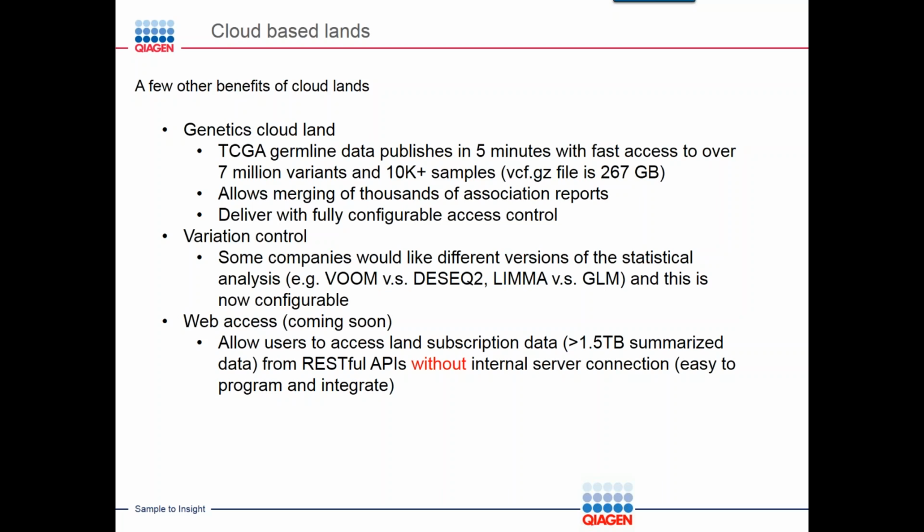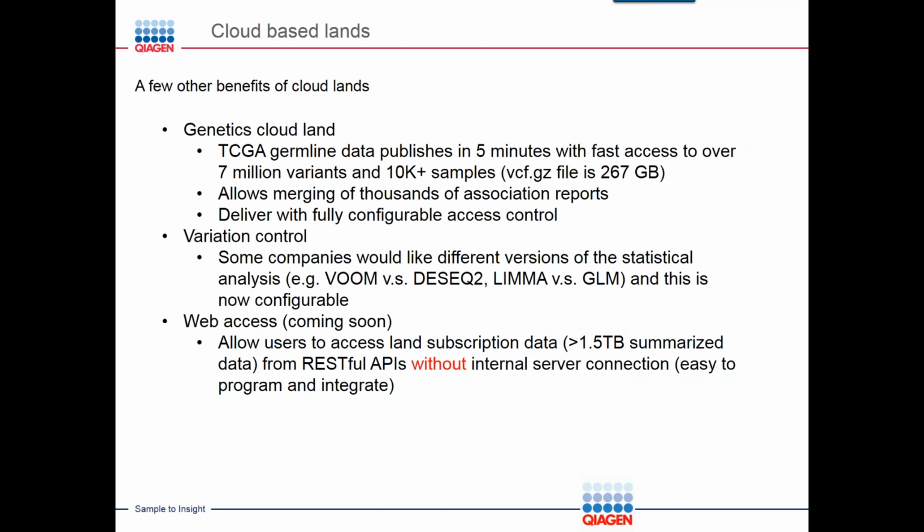So the last but not the least, the web access based on this cloud-based LAN, I personally think will make a major impact for the users, especially for advanced users, because it will allow users to access LAN summarized data, which is now more than, not actually including genetic LAN data. It's already 1 terabyte of summarized data, so those are the expression matrix and mutations, copy numbers, those types of things.